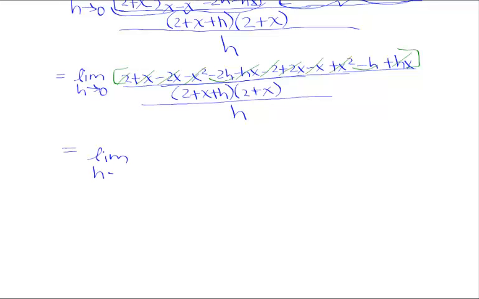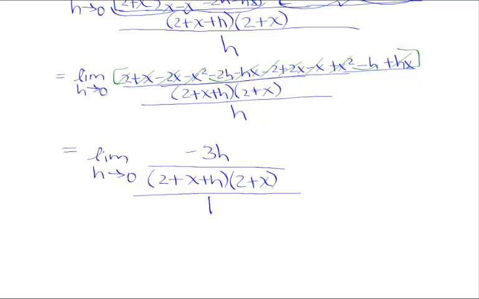What my limit looks like is negative 3h over 2 plus x plus h times 2 plus x, and all of that is over h. I do have an h that I can factor in the numerator, but I'm probably going to take another algebra step so it's more obvious to you. We have a compound fraction. We have a fraction in our numerator, and we have a fraction in our denominator. I am going to flip this one and multiply straight across. And I'll write that here.